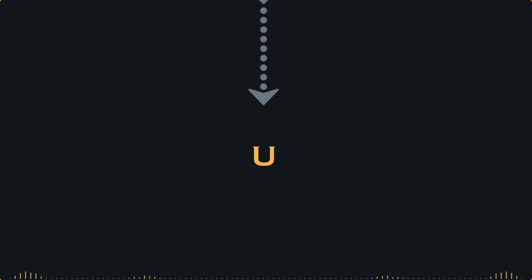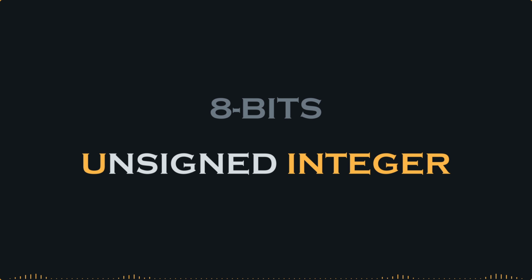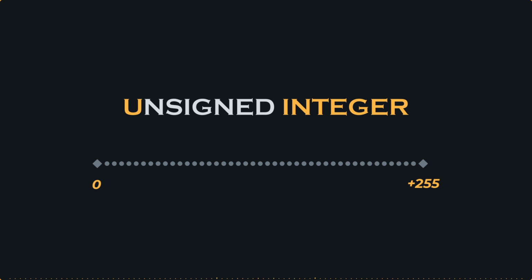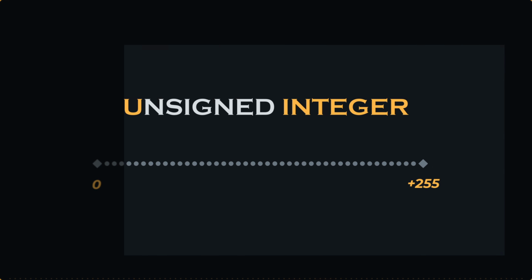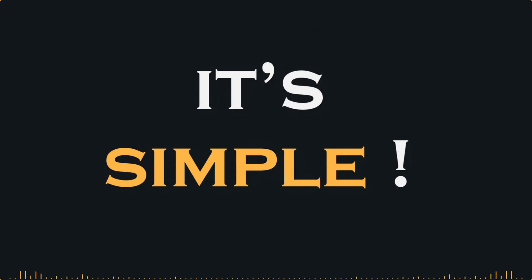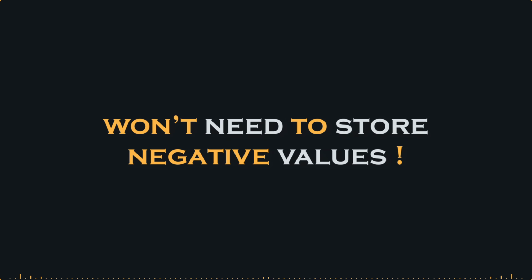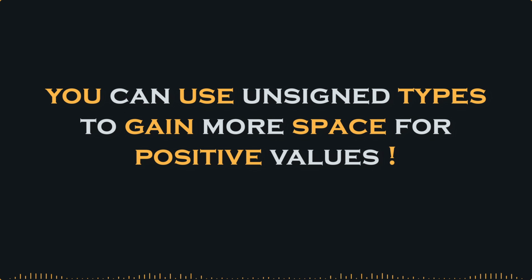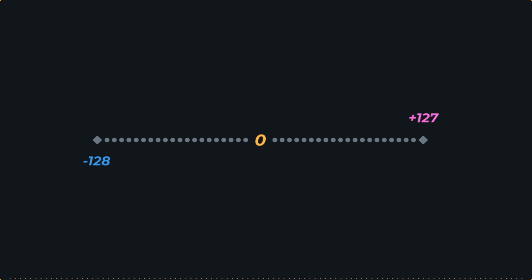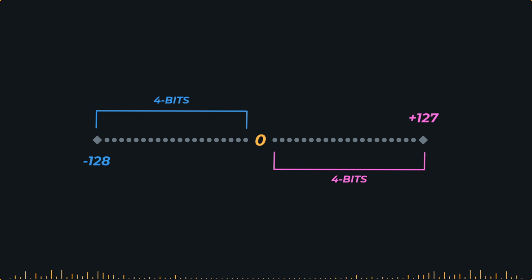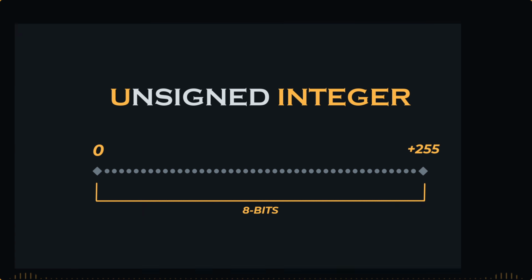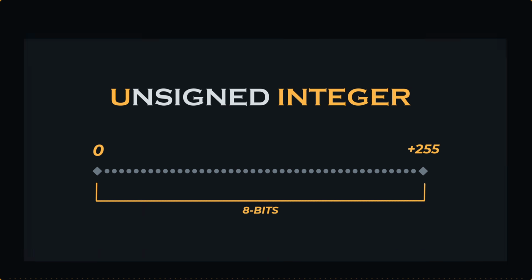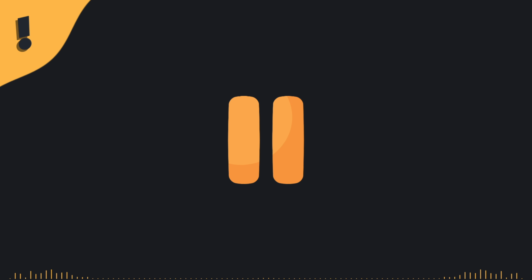Types that begin with the letter U, like the 8-bit unsigned integer, don't have negative values. Instead, all values are positive, starting from 0 and going up to 255. So why would we ever use unsigned types? It's simple. If you know you won't need to store negative values, you can use unsigned types to gain more space for positive values. For example, instead of splitting the range between positive and negative values, as in the 8-bit signed integer type, you can use the 8-bit unsigned integer type to store a larger range of positive values, from 0 to 255.